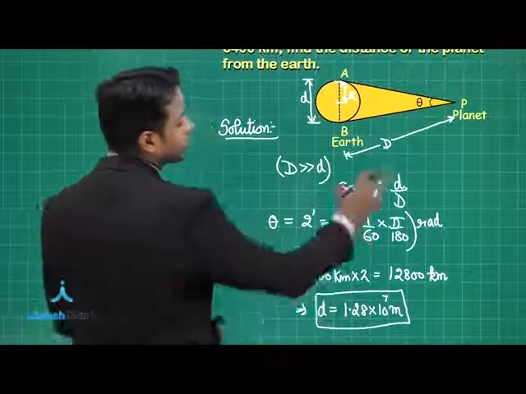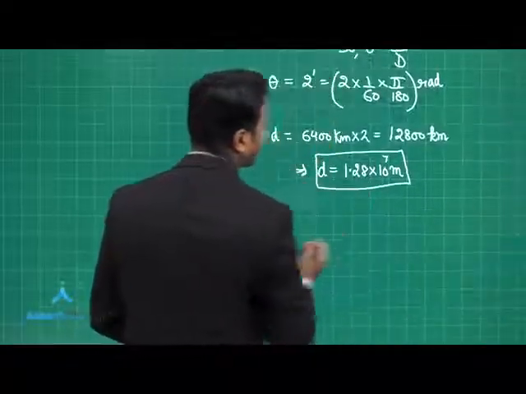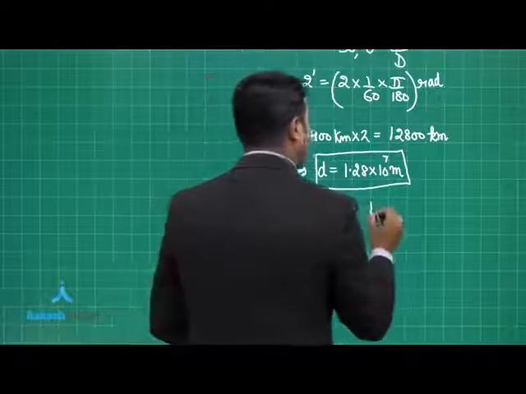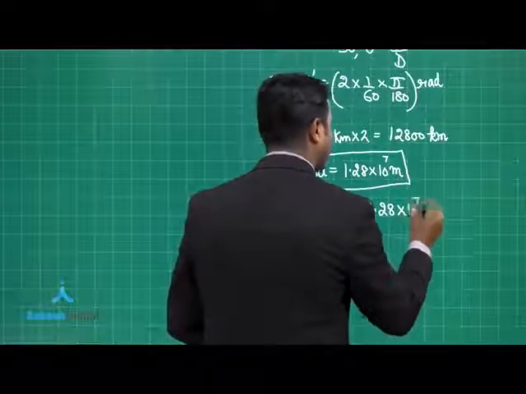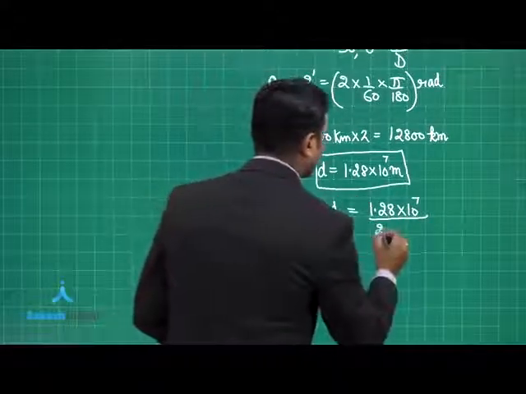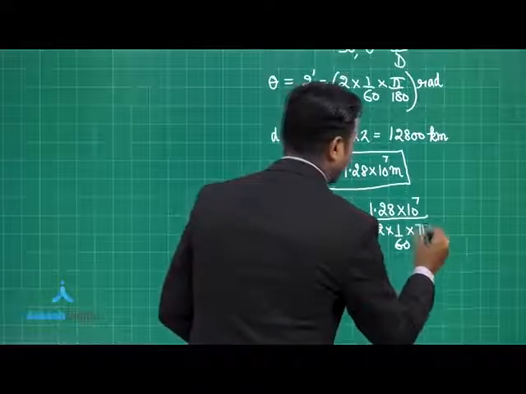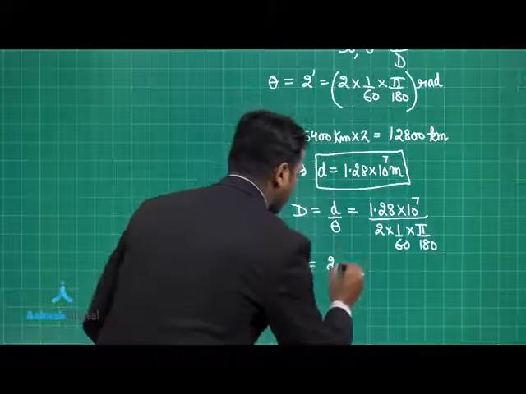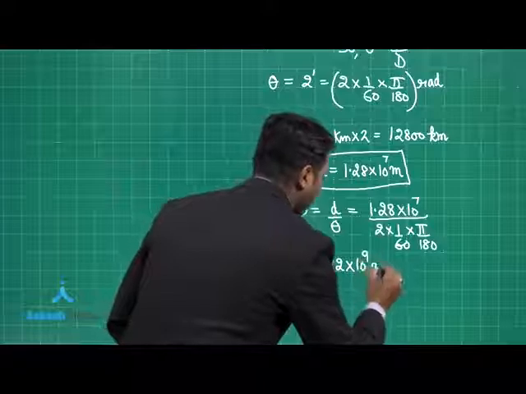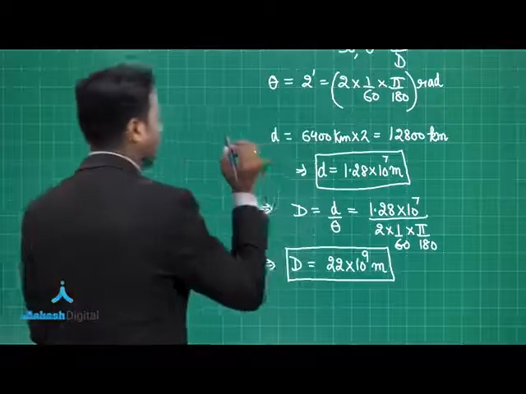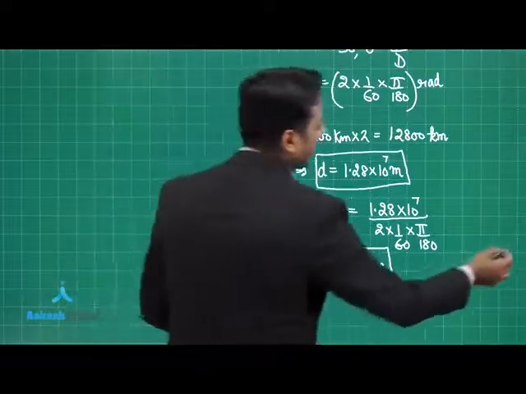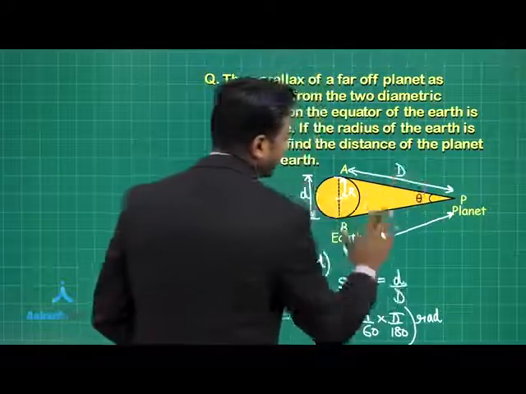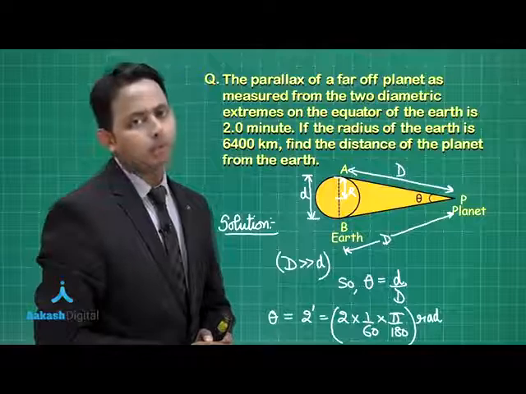So let's put all the values in the formula that we have. We need to find out the distance of the planet from the Earth. So capital D is equal to small d by theta. Small d given is 1.28 into 10 to the power 7 divided by the theta value, which is 2 into 1 by 60 into pi by 180. So if you solve it further, the answer will be approximately 22 into 10 to the power 9 meter. So this is the distance of the planet from the observation points on the Earth. Now we are here assuming that the distance observed from the point A is exactly the same as observed by B. This needs to be the approximation over here.